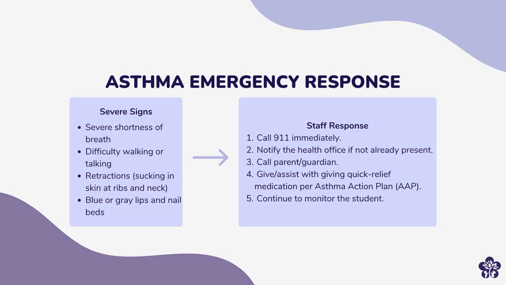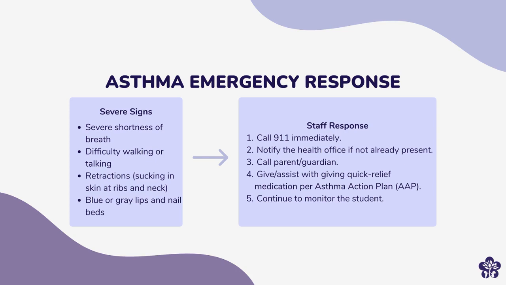Severe asthma warning signs are severe shortness of breath, difficulty walking or talking, retractions, which is sucking in skin at the ribs or neck area, and blue or gray lips and nail beds. If a student has any one or more of these severe asthma symptoms, do the following in this particular order.